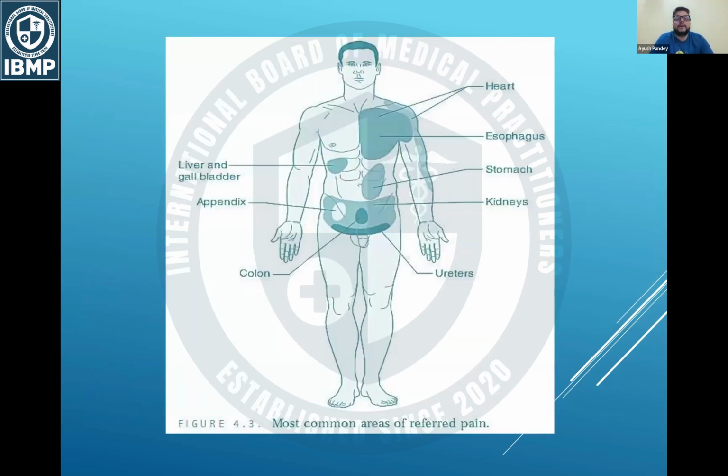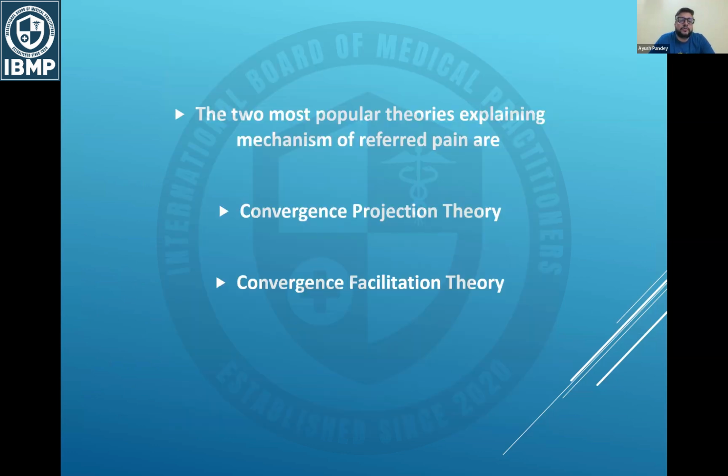So you see this, the most common. The site of referred pain of the heart is seen at the left shoulder and arm, even of the esophagus. If you see, of the stomach and liver, gallbladder, appendix, colon, uterus. So these are the most common sites of referred pain which you encounter.